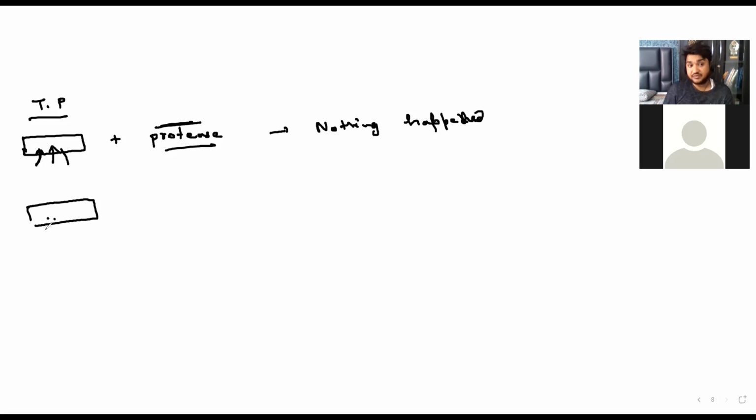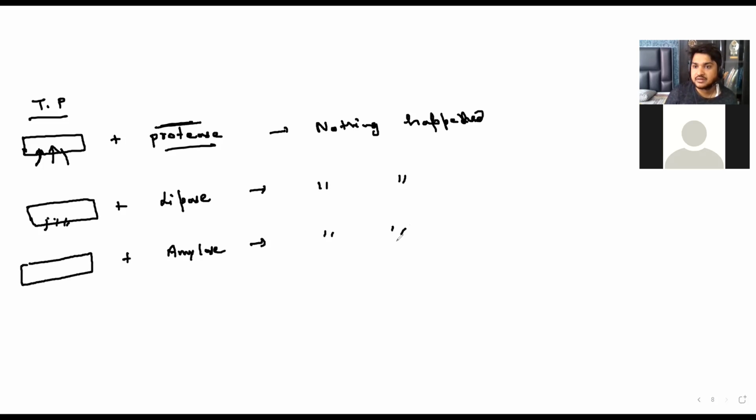I mean, we thought it might be lipids. It contained the fat, so we took the lipase enzyme, but nothing happened. So fat can't be genetic material. Okay, fine. Now we thought it can be carbohydrate. So we take an enzyme like amylase. Amylase breaks the carbohydrate. Nothing happened.